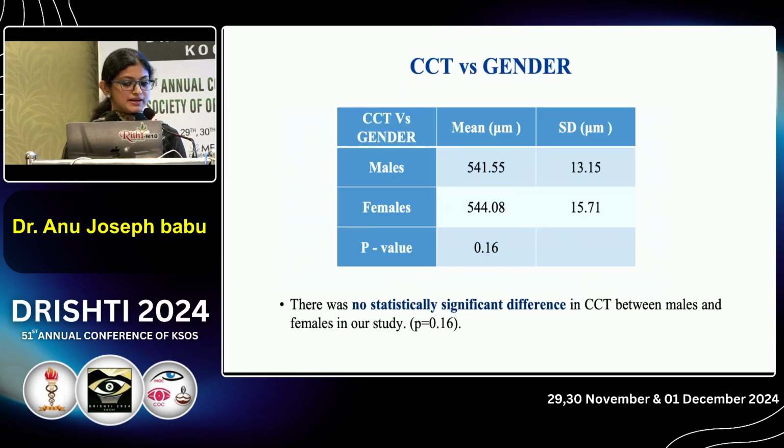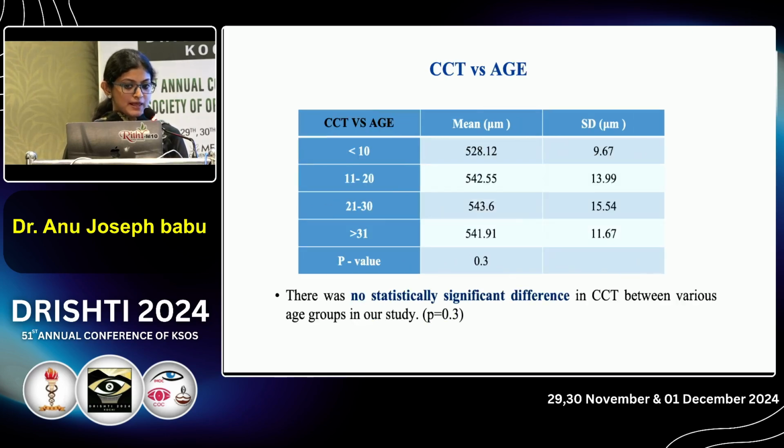Also comparing CCT versus gender, in males it was 541 and in females it was 542 micrometer, and the p-value was 1.16, which also suggests that there was no statistically significant difference in the CCT between males and females in our study. We also compared CCT versus age, and it also shows that there was no significant difference in the CCT between various age groups in our study.